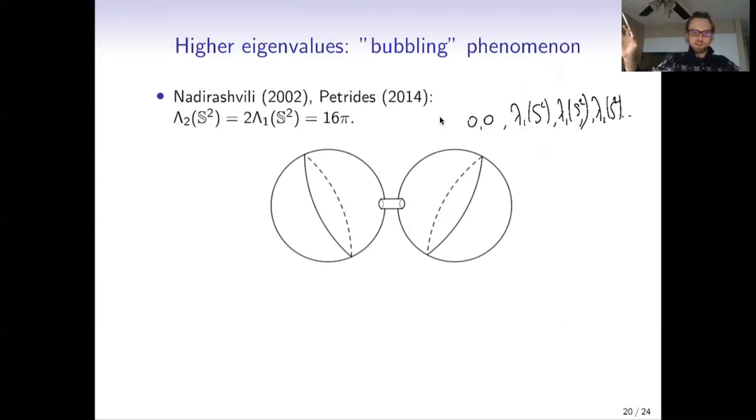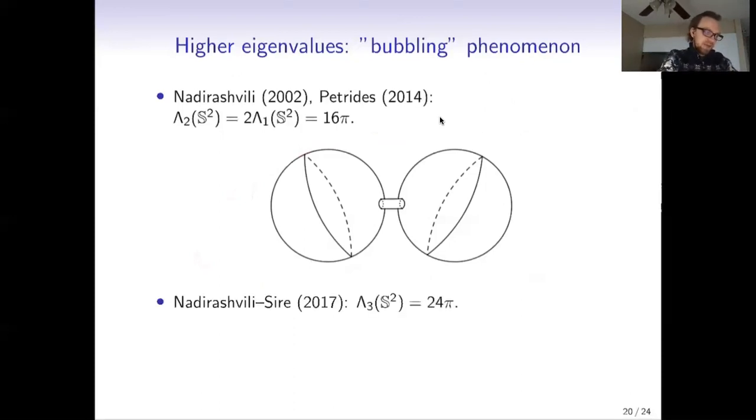So that's a construction you can always do. You can take two metrics, glue them together, and basically mush the two spectra together. Consider the union of two spectra. It turns out that for the second eigenvalue of the sphere, this does give you the maximal thing. Moreover, the same thing happens for the third eigenvalue of the sphere. You can take three spheres, glue them together, and it works.